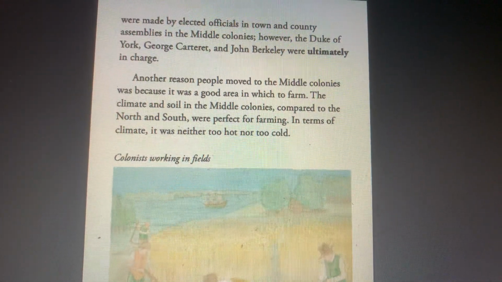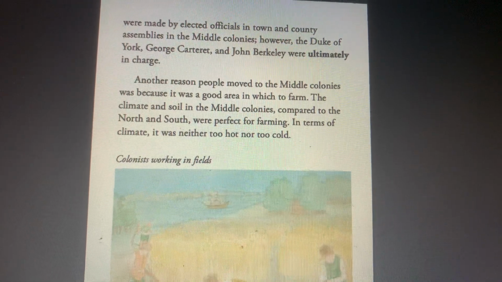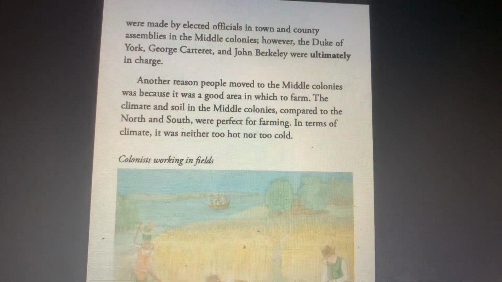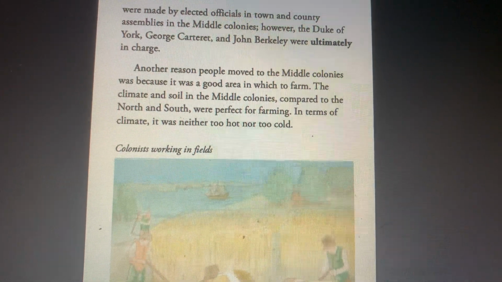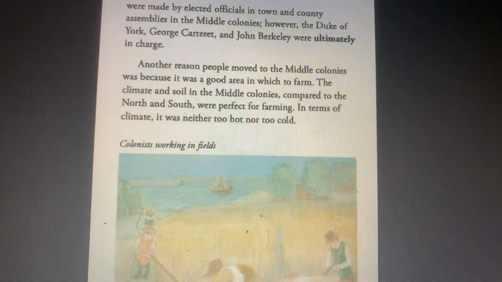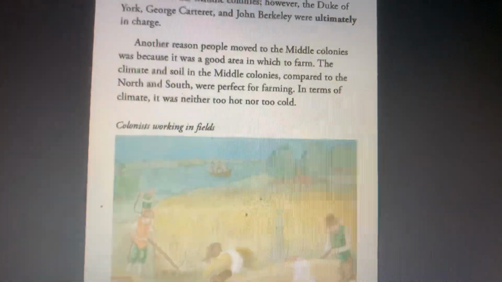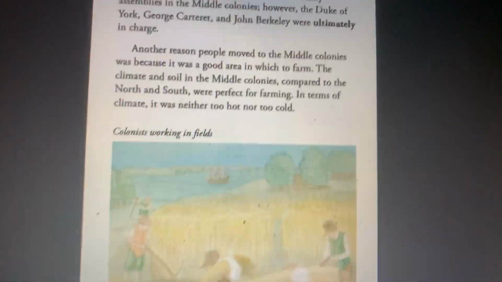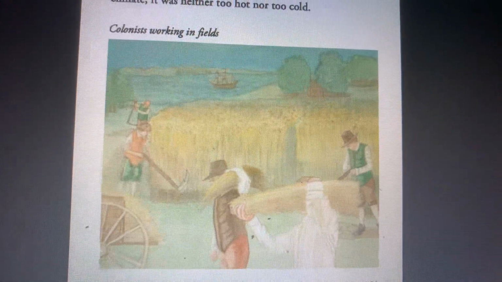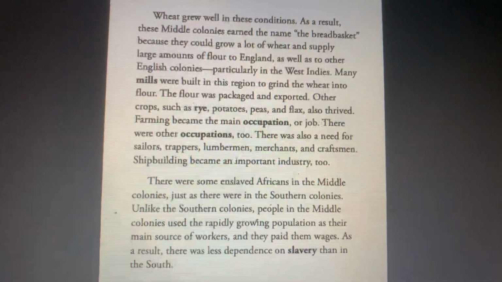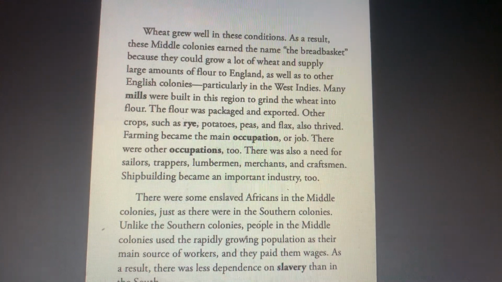Another reason people moved to the Middle Colonies was because it was a good area in which to farm. The climate and soil in the Middle Colonies, compared to the North and South, were perfect for farming. In terms of climate, it was neither too hot nor too cold. There's an illustration of colonists working in fields. Wheat grew well in these conditions.